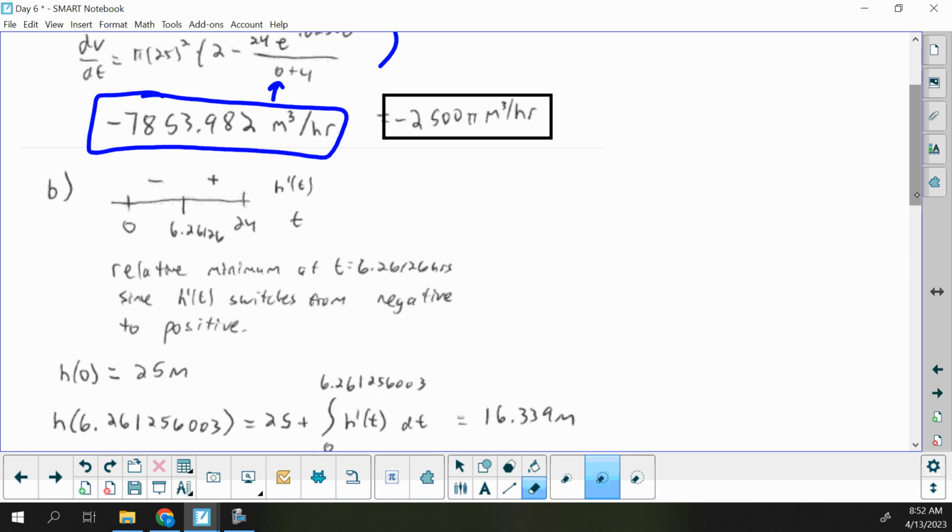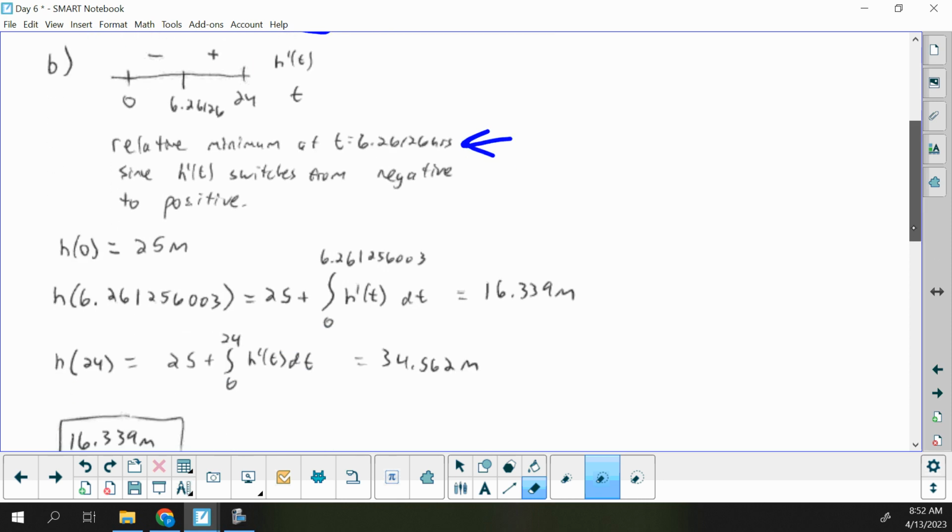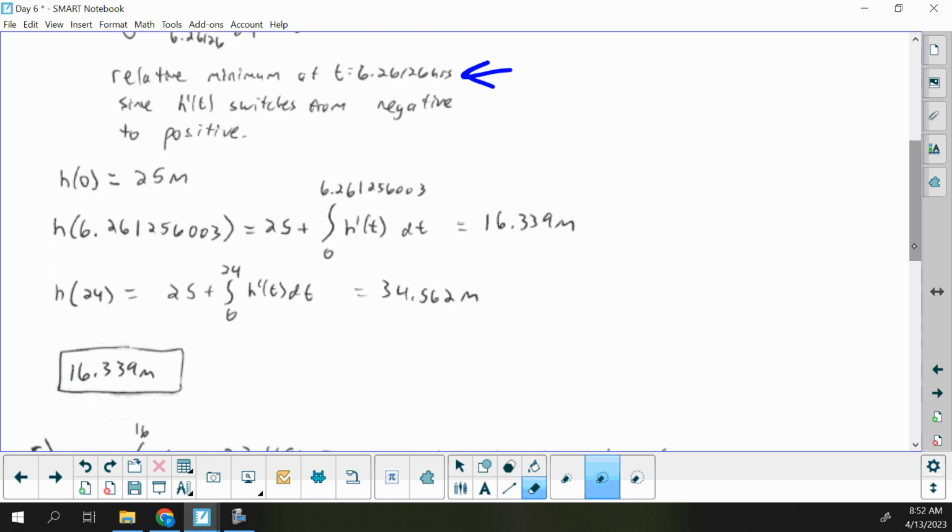And take that value of t. Because we had a closed interval from 0 to 24, we've got to check our relative min and both of the endpoints. Well, we know h of 0 is 25 meters. They already told us that. Take our relative min, our accumulation function. You start with where we are currently, and then do your integral of the time period that you're adding on.